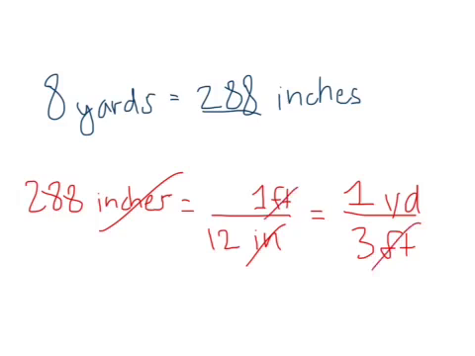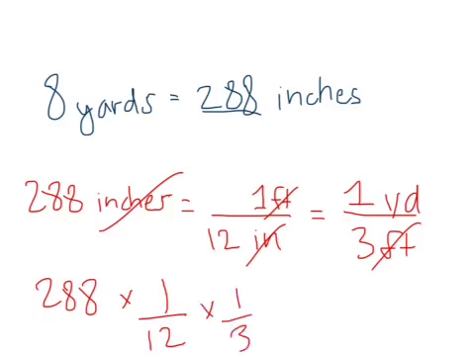So for me to do this, it's pretty much 288 times 1/12 times 1/3. We know that inverse operation, when you multiply something by 1/12, it's the same thing as dividing by 12. When you multiply something by 1/3, it's the same thing as dividing by 3, because it's inverse operation. So I would do 288 divided by 12, and then divided by 3, and that will give me back my 8 yards. So as long as you know how to do that, with proportions, you're going to be solid for the length.